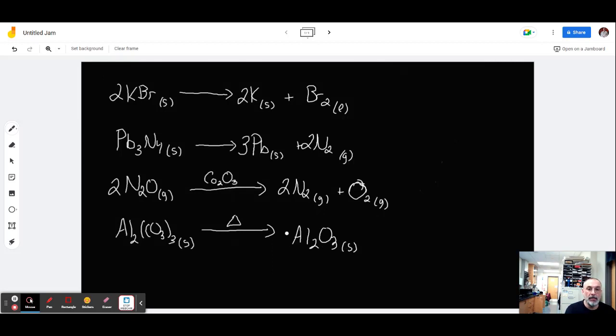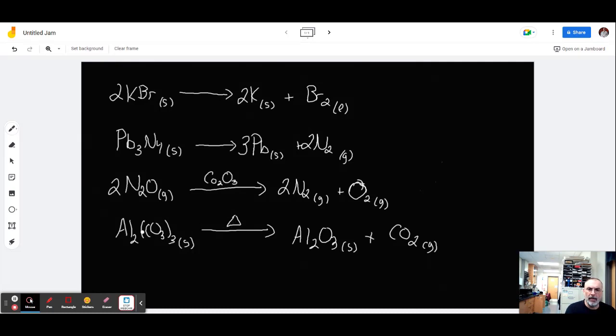So this is solid. So it's going to actually look the same here. This is a white solid. This is a white solid. You're not going to really tell, except for the fact that it's going to get lighter. The mass is going to go down because I'm releasing into the atmosphere some of those atoms, the carbon dioxide gas. Okay? It requires heat, so it's got a triangle over the arrow.